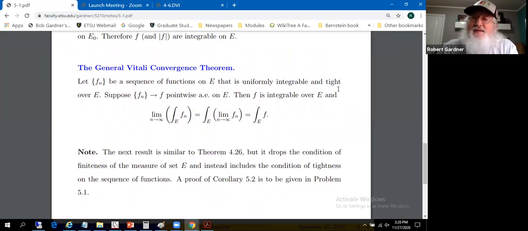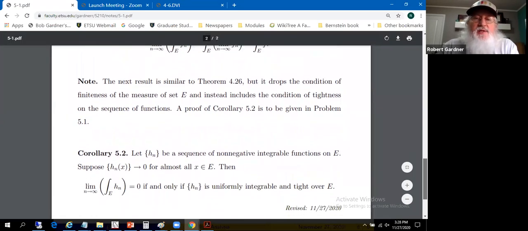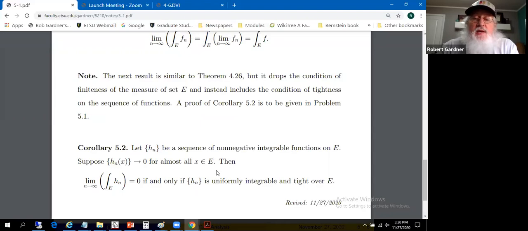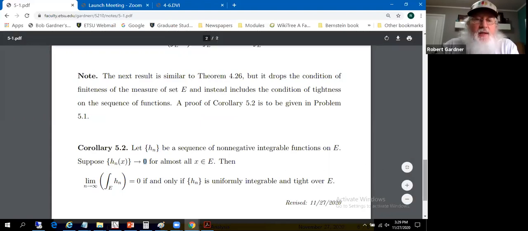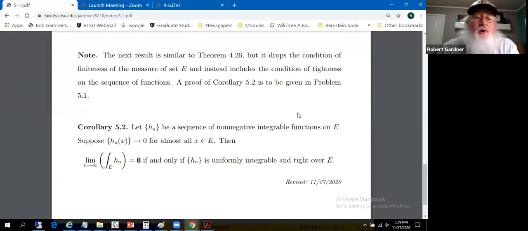Yeah, but this concept of tight has been introduced on the sequence of functions as well. The next result is kind of similar to how we ended section 4.6. It was in Theorem 4.26. What we're considering here is a sequence of non-negative integrable functions that converges to 0 for almost all x in E. So there's the limit function right there, the pointwise limit almost everywhere. And the claim is we get the limit of the integrals to equal the integral of the limit function, the integral of the 0 function, which of course is 0. This happens if and only if h sub n is uniformly integrable and tight over set E. Is the claim. This is to be shown in problem 5.1, I guess it is, in the exercises.